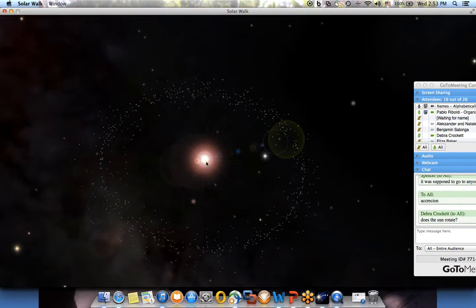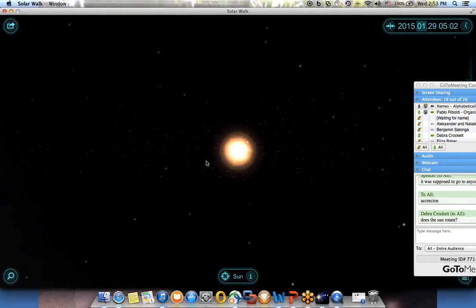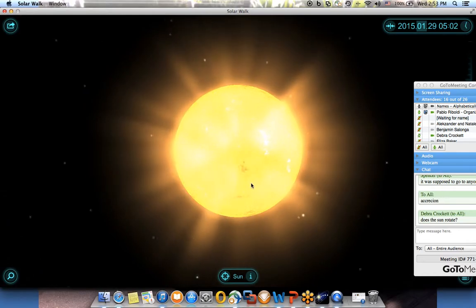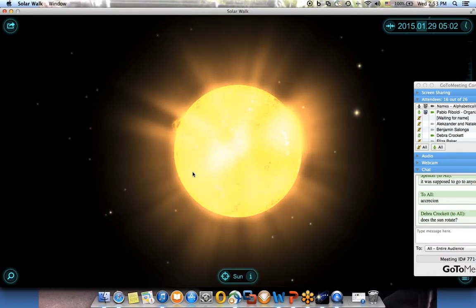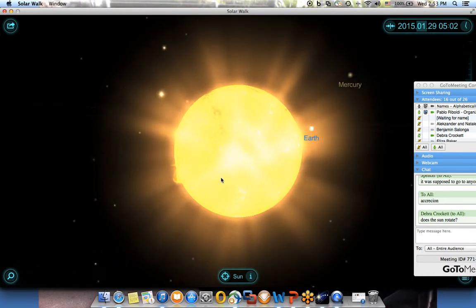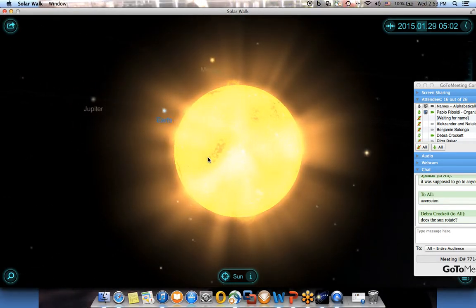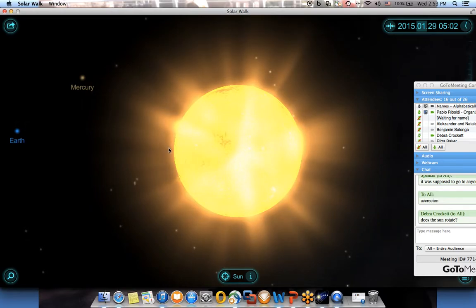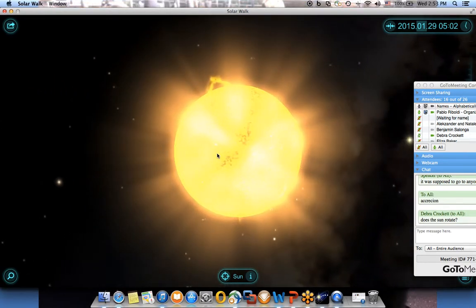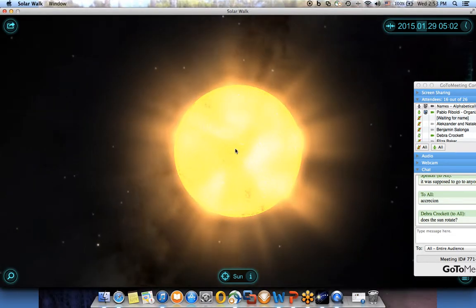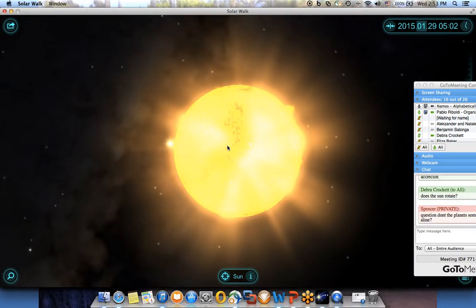Does the sun rotate? Yes, the sun rotates, and we saw that in the previous class. It takes about 22 Earth days for the sun to rotate. This is a very cool animation of the sun, and you can see the sunspots, the flares of the sun, and the sun's corona, the bright part around it.